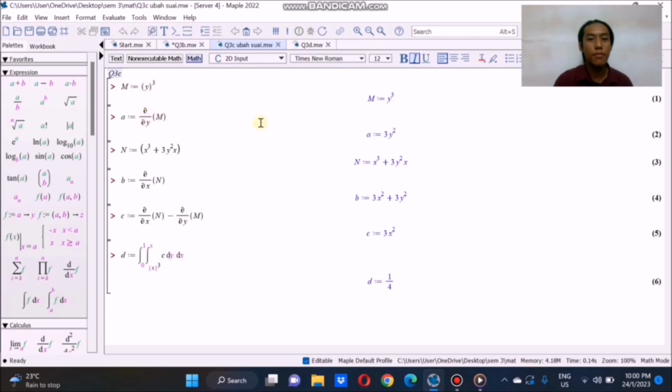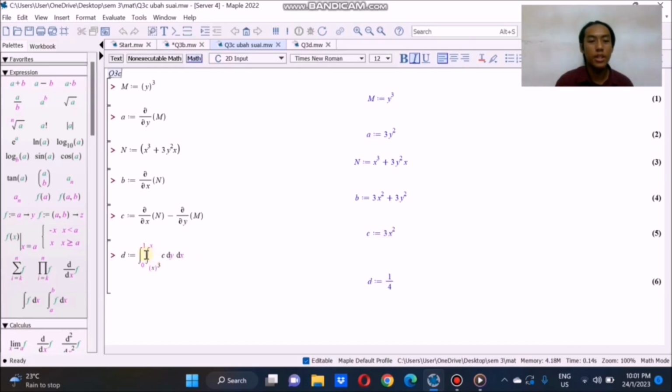Q3C. So I declare M is equal to y to the power of 3. And the differential of M will be 3y to the power of 2. And I declare N as x to the power of 3 plus 3y to the power of 2 times x. And then I put the differential of N minus the differential of M. And the answer will be 3x to the power of 2.